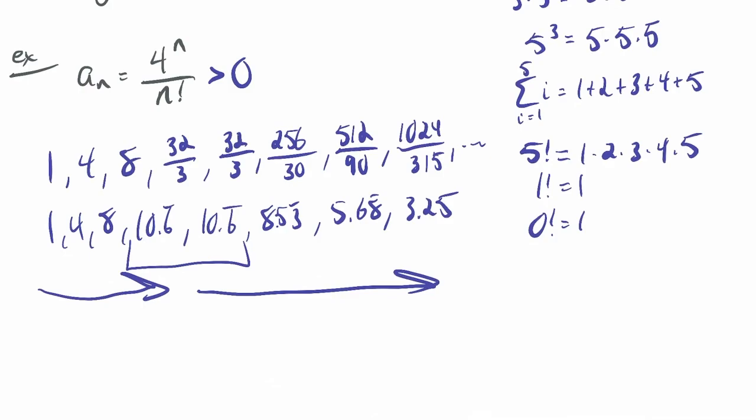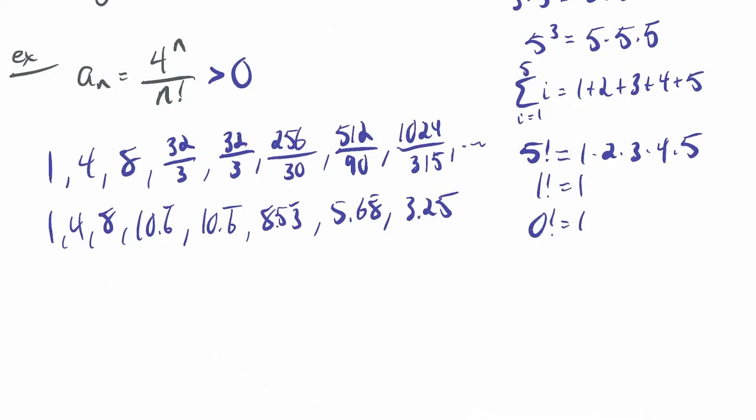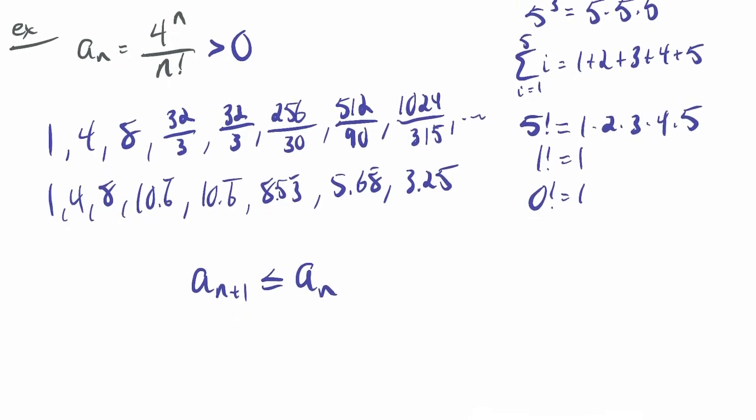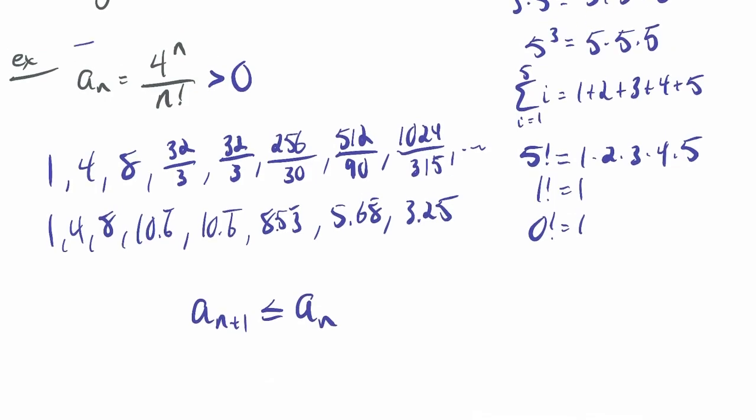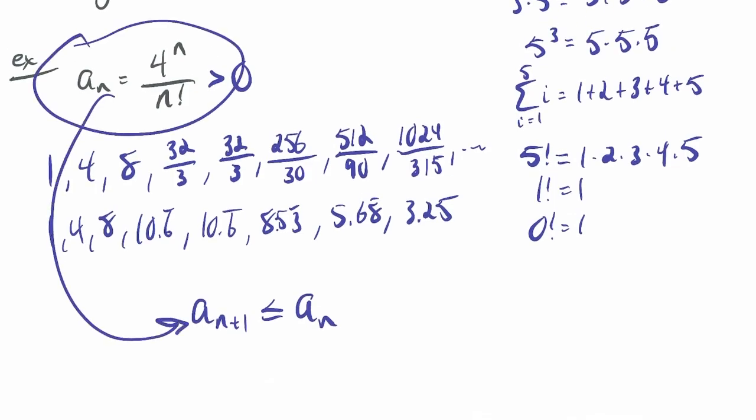Okay. So how do we show that? Well, there's a couple ways to get started. Let me do this. What I want to show is that it's decreasing, right? I want to show that a sub n plus 1 is less than or equal to a sub n. And there's a couple of ways to do that. And I think I'm going to do the one that I think is going to be the easiest. So what I'm going to do is use this formula to write down a sub n plus 1.